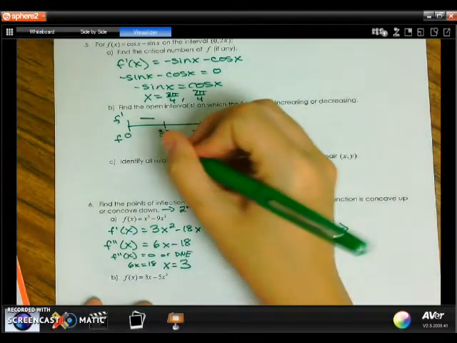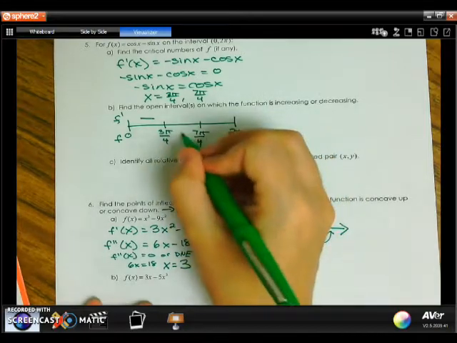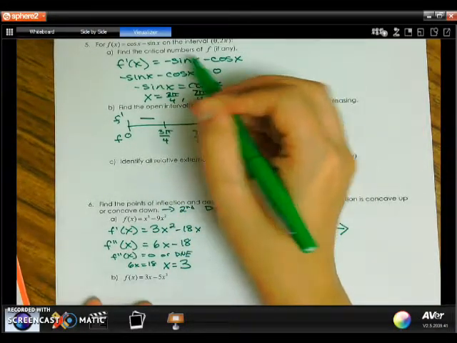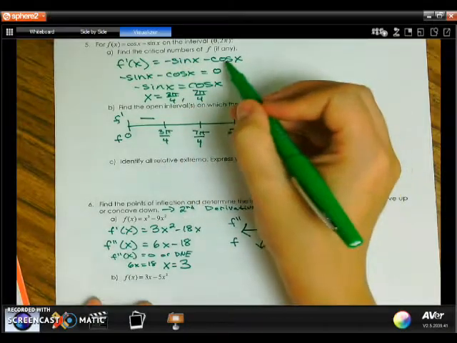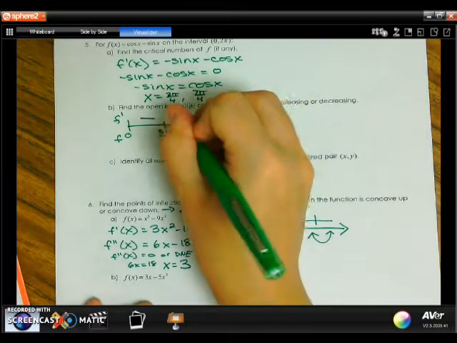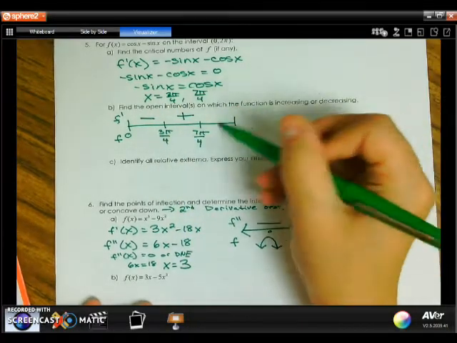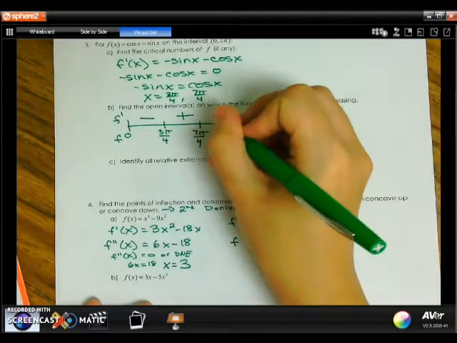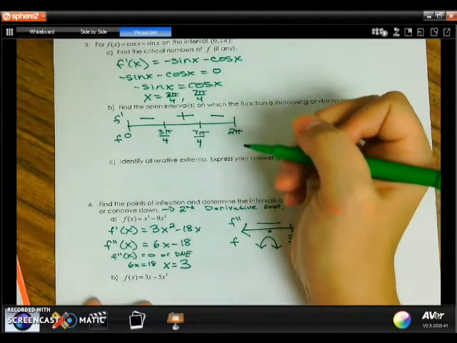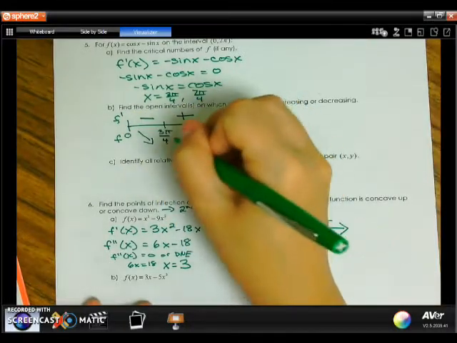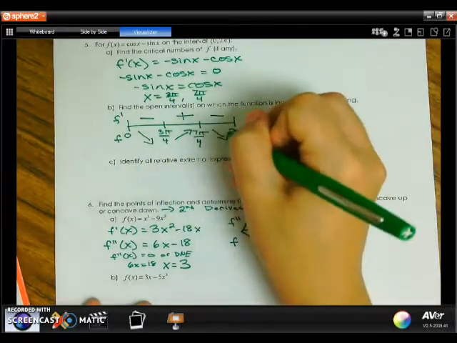When you plug in something between, a good example of something between there would be something like pi. So when you plug in a pi, the sine of pi is 0, so negative 0, and then the cosine there is a negative 1, so it'll be minus a negative, which turns to a positive there. And then you could plug in something over here, I don't know, 11 pi over 6 would work. Anything to the right there. And that's going to be negative when you plug in there. So that tells me that the original is decreasing, then increasing, then decreasing.